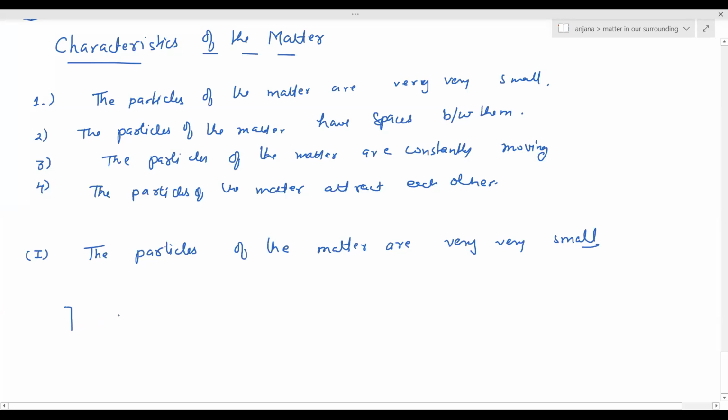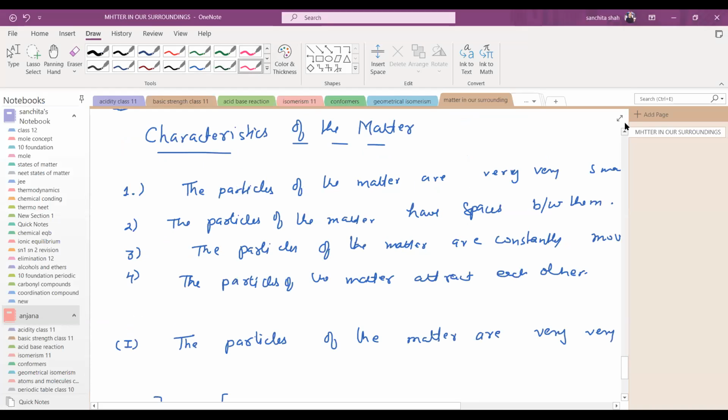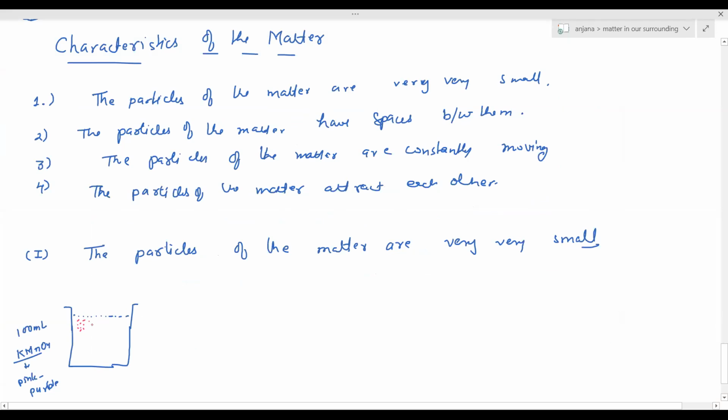Okay, suppose I have this beaker, and it's 100 ml, and I have added potassium permanganate, that is your KMnO4, which is of course pinkish purple in color. So if I am dissolving this KMnO4, the whole liquid will be basically pink colored. It will be quite concentrated, and you can observe a dark pink color.